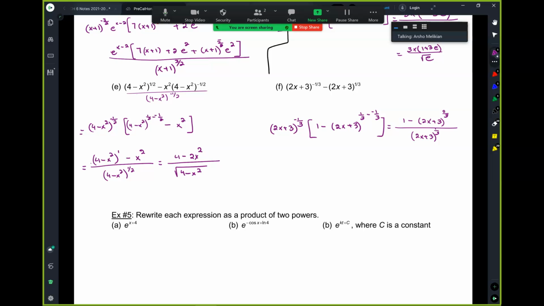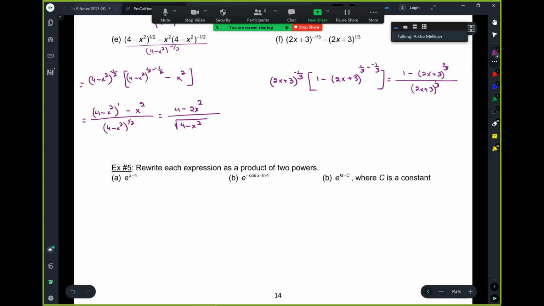I moved this one down. Yes. And so if you wanted to write everything, that's good enough, but if you also wanted to put everything in root form, it will also look like this: 1 minus cube root 2x plus 3 squared all over cube root 2x plus 3. Okay? And I know it doesn't look like what you're used to, it doesn't look pretty, but hey, it is what it is, right? Life's complicated. Okay? Any questions?